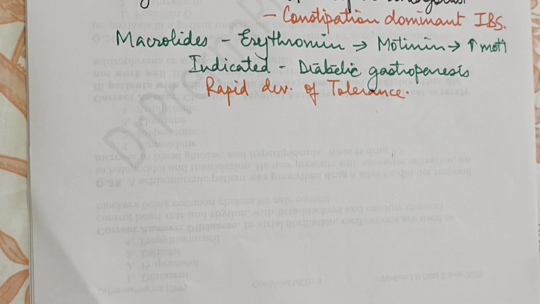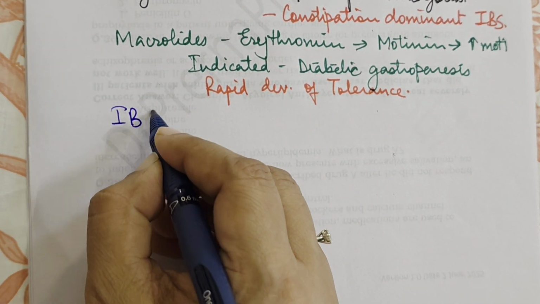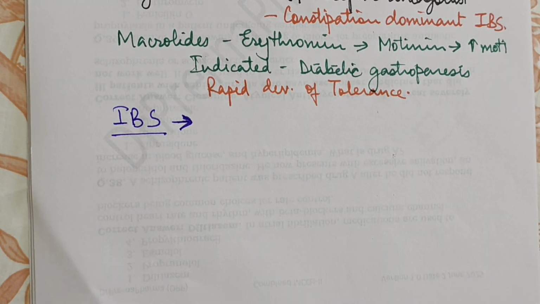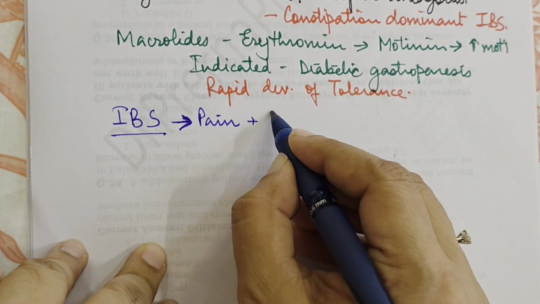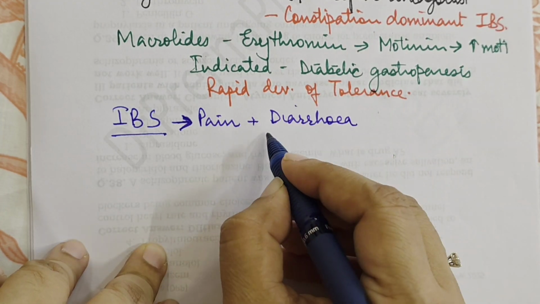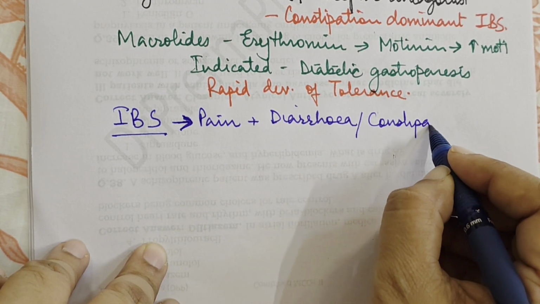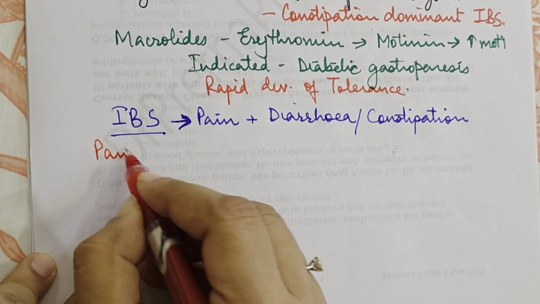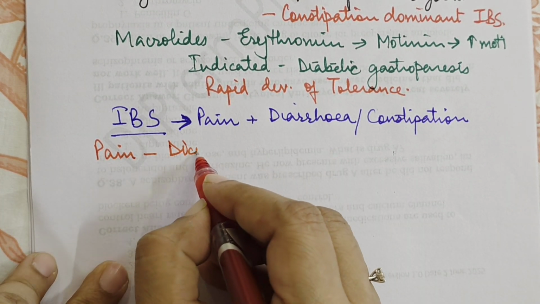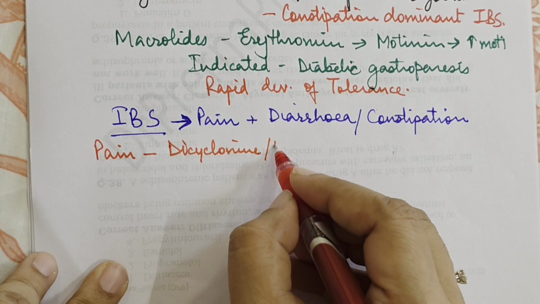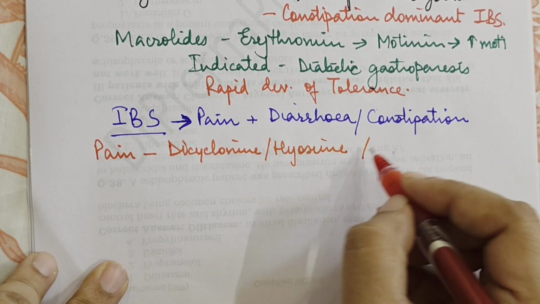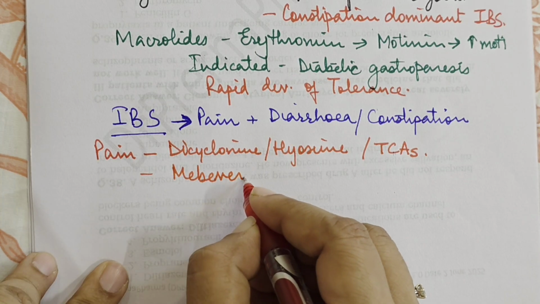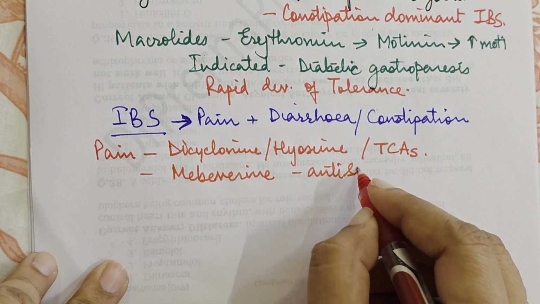Now in the same prokinetic agents we also study irritable bowel syndrome. Irritable bowel syndrome is basically called a psychosomatic disease, which is characterized by abdominal pain, plus there is either diarrhea or constipation. So some patients have constipation dominant IBS, some have diarrhea dominant IBS. For the pain, you can give the normal antispasmodic drugs like dicyclomine and hyoscine, or in very severe cases you can give tricyclic antidepressants. Then another drug that can be given is mebeverine, which is also an antispasmodic.